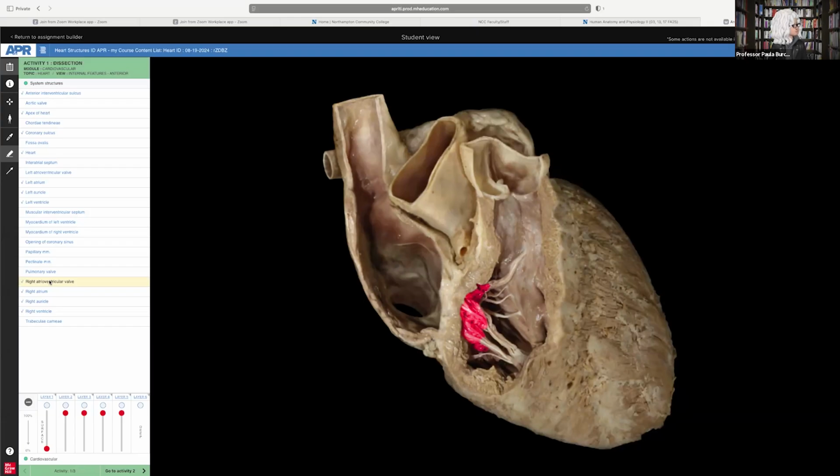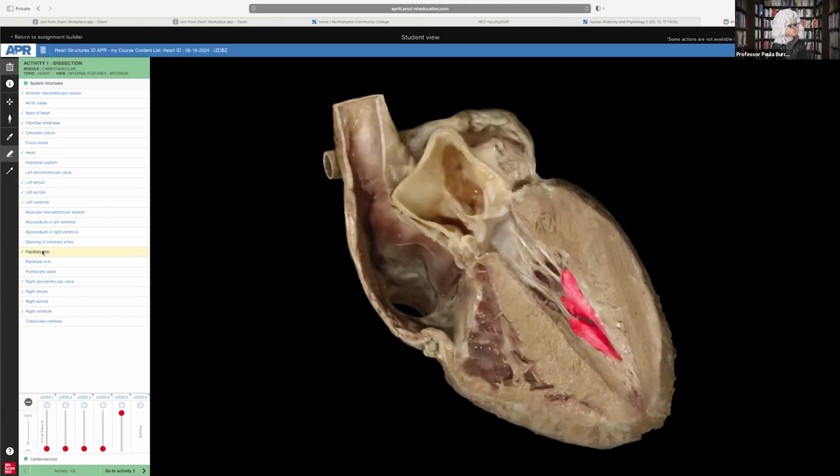Associated with the AV valves are cords made of collagen, and they are called chordae tendineae. And that's going to anchor the AV valve to some muscles called papillary muscles. And it's because they look like a papilla or like little tiny mountains. So we'll come back to that.